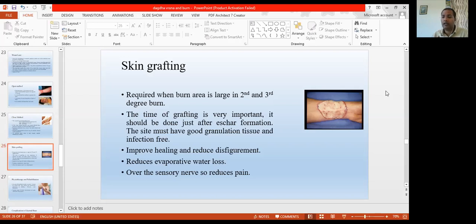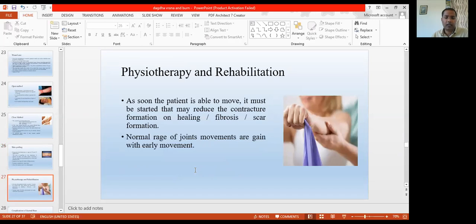Okay, and the complete procedure should be fully aseptic. If your graft gets infected, then all will go in vain, and everything will be wasted. So the next step is physiotherapy and rehabilitation.